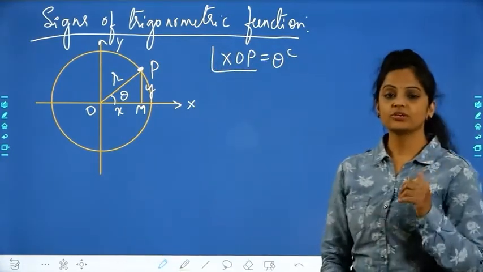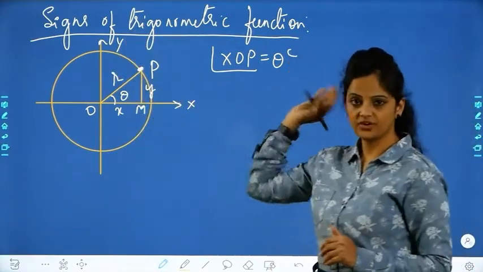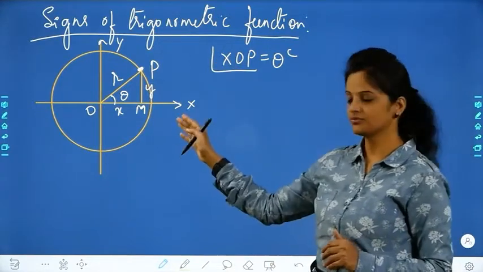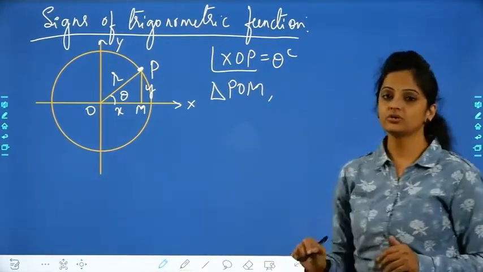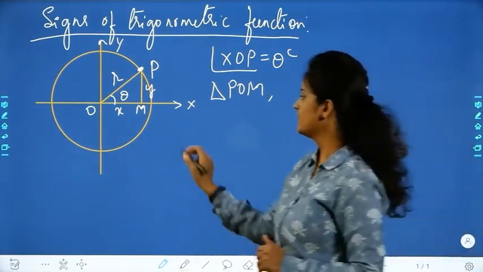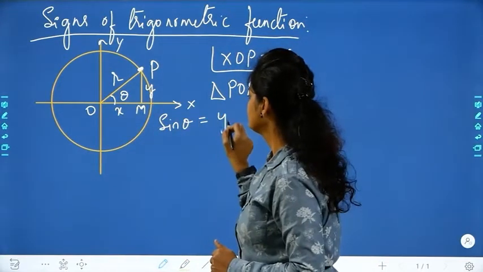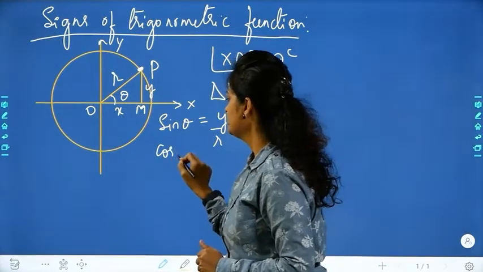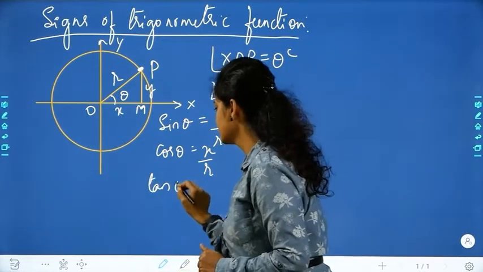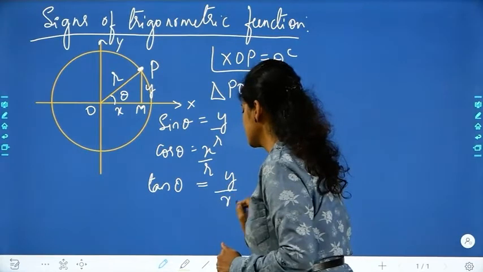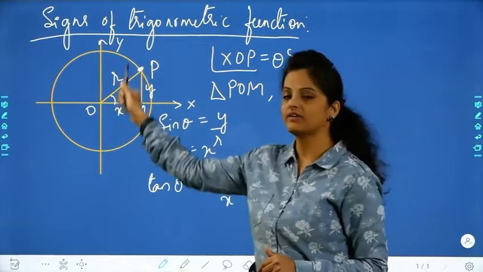Now if I ask you to define sin theta and cos theta, which are the basis for the signs of trigonometric functions, then we will use the right angle triangle we have. Triangle POM is the right angle triangle, correct? If I ask you to define sin theta, then y divided by r, and cos theta will be x by r. Always remember these three. Tan theta is y divided by x.